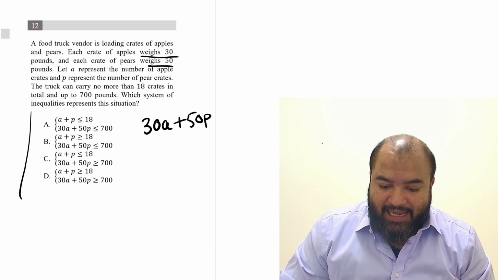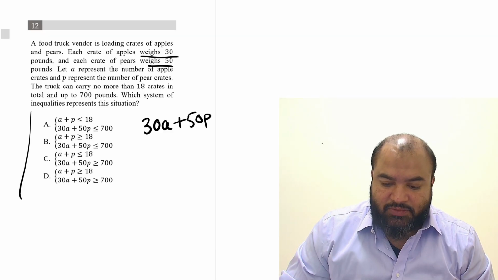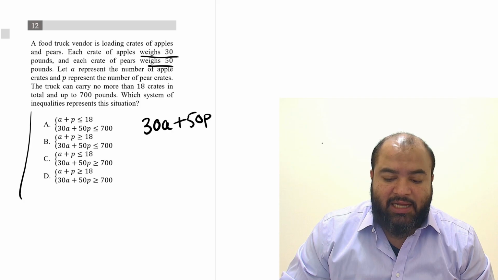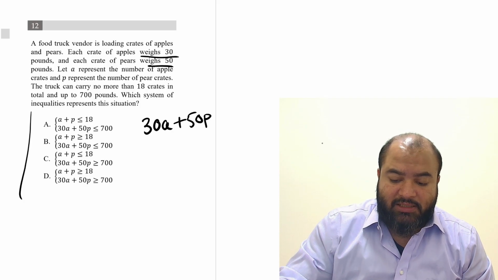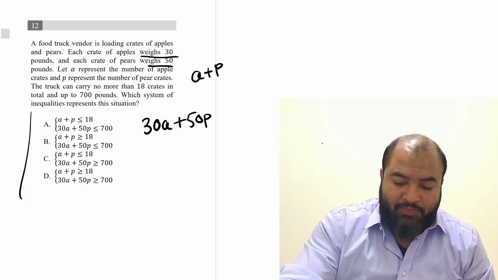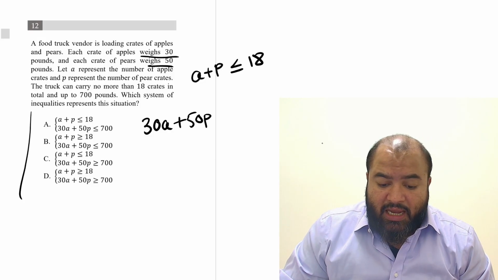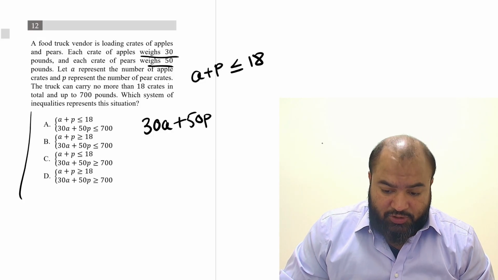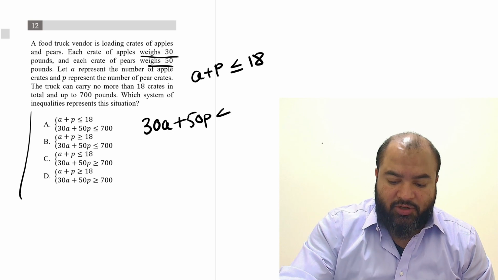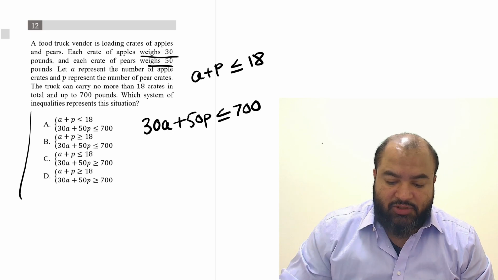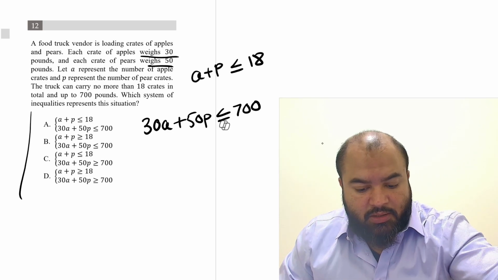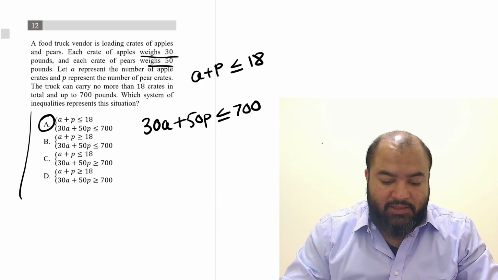And the truck can carry no more than 18 crates. So 18 is the highest. So 18 or less. So total apple and pear crates has to be less than or equal to 18. And up to 700 pounds. So it has to be less than or equal to 700. So which one of them is the option? So A is the same thing. So A is the answer.